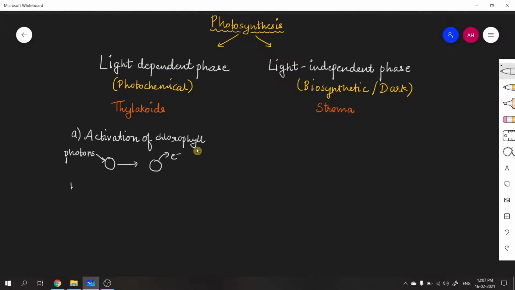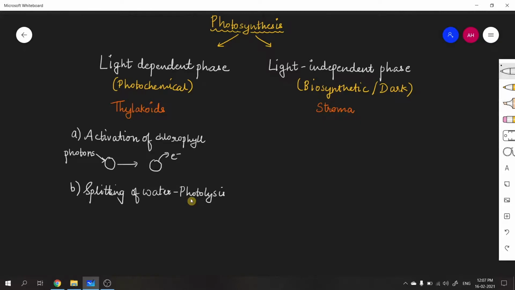And the second step that occurs is splitting of water, which is called as photolysis. All right. If you break the word photolysis, you will understand that photo meaning light and lysis meaning breakdown. So breakdown or splitting of water molecule that occurs in presence of light is called as photolysis.